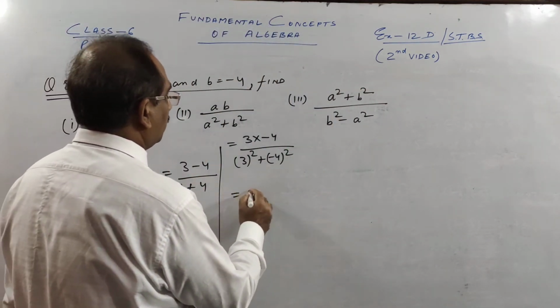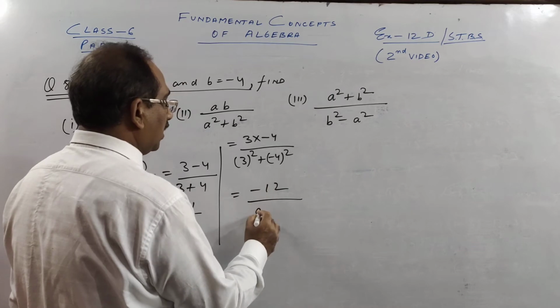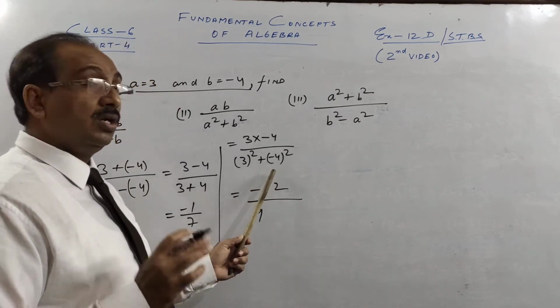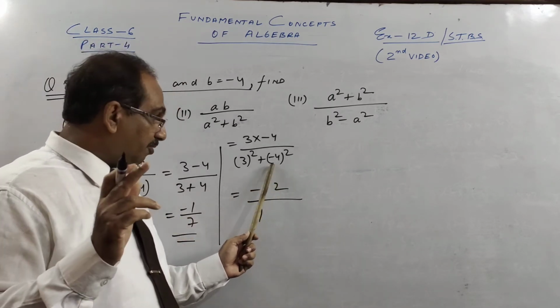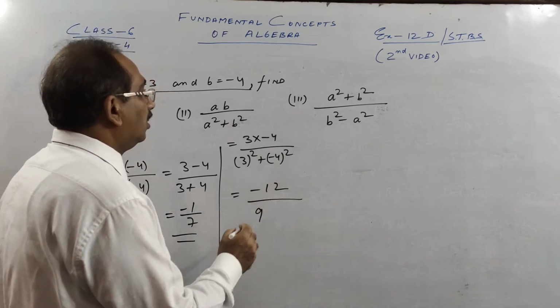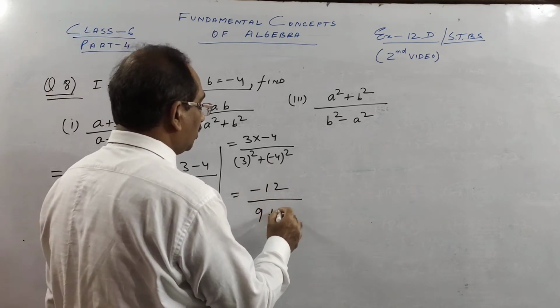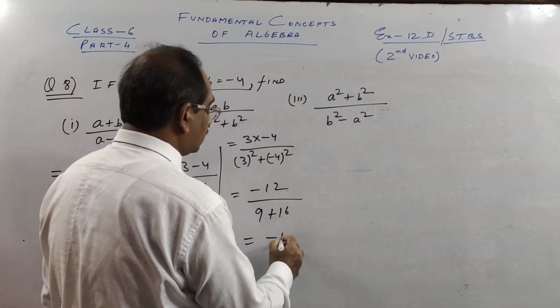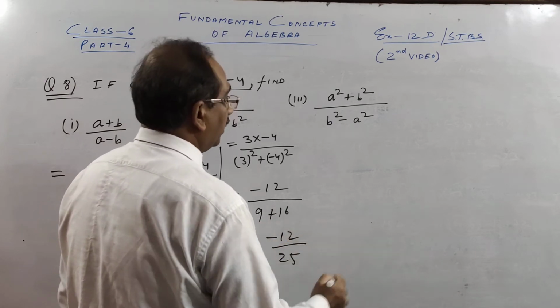So this one, children, minus 12 we get. 3 square is 9. Another thing always remember, the square of a negative number is always positive. So minus 4 into minus 4 is plus 16. So here we get the answer minus 12 by 25.